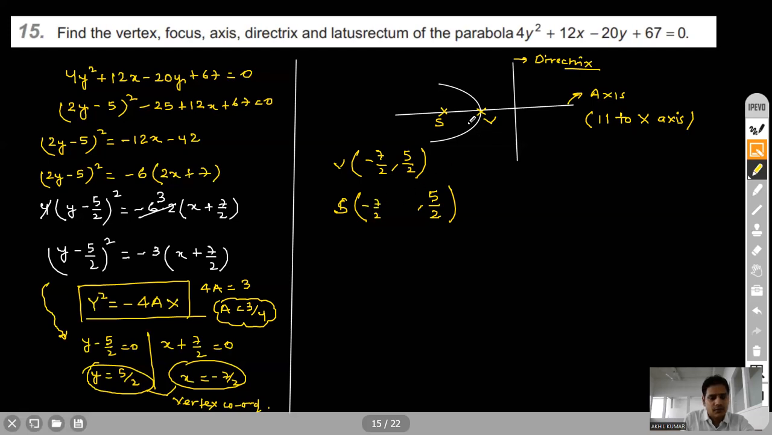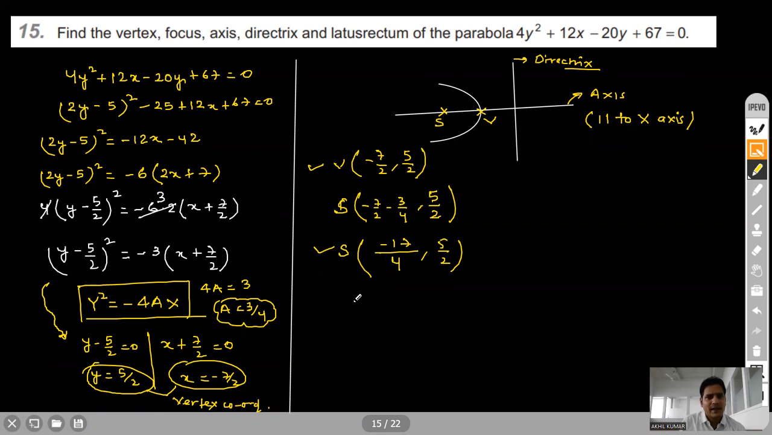The x coordinate of vertex, and minus of this a, that means minus of 3 by 4. So it will be nothing but this 4, 2 times means minus 14 and minus 3, that will be minus 17 by 4 comma 5 by 2. This was our vertex, and this will be the coordinates of our focus.